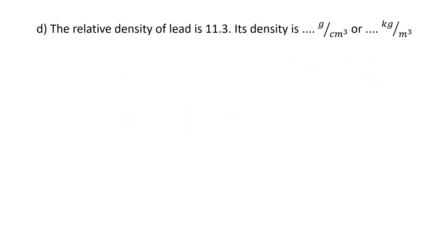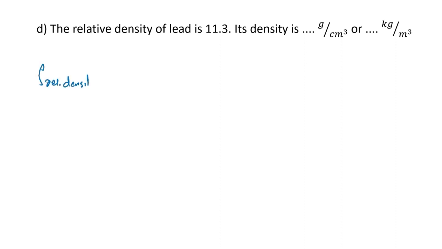Moving on to the next question, we have the relative density of lead is 11.3. Find its density in gram per centimeter cube as well as kg per meter cube. So here we have been given the relative density of lead, that is 11.3, and we will have to find its density in gram per centimeter cube and kg per meter cube. So relative density is always relative to a certain substance, but here it is not given, so we will take water as a reference.